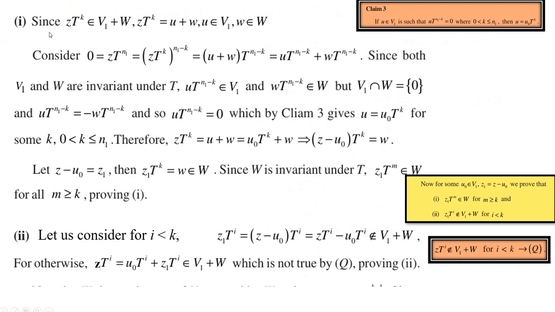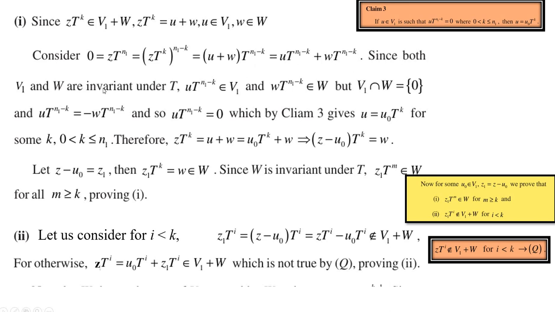So we are going to consider this Z T power K belonging to V1 plus W, which is known to us, and T power K is equal to U plus W, with U belonging to V1 and W belonging to capital W. Being a member of V1 plus W, it can be written in this way. Now we consider T power N1. We know that T power N1 is 0, so this becomes 0. So 0 equals this, and this is rewritten in this way, and T power K is replaced by U plus W.